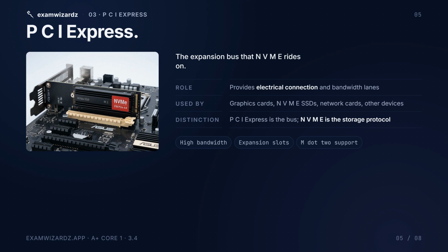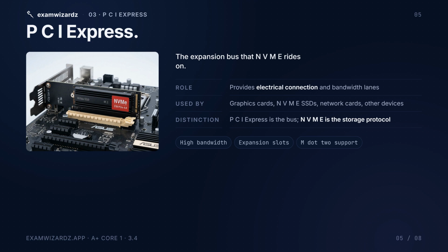PCI Express is the expansion bus that carries data for devices that need fast access to the CPU and chipset. Graphics cards use it, network cards use it, and many NVMe SSDs use it. It's critical to separate PCI Express from NVMe in your mind. PCI Express describes how the device connects electrically, the physical lanes and bandwidth available. NVMe describes the storage protocol commonly carried over PCI Express for SSDs. A question may mention PCI Express to test whether you understand the connection type, not to automatically imply NVMe.